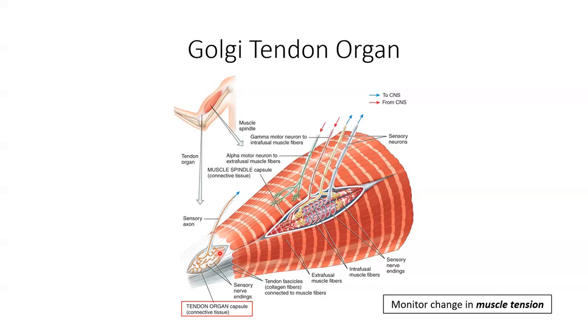And penetrating the capsule are one or more sensory nerve endings that entwine or wrap around those collagen fibers. When tension is applied to the muscle, these tendon organs will generate nerve impulses that propagate into the central nervous system. And the resulting tendon reflex will decrease muscle tension by causing this muscle to relax. So our Golgi tendon organ monitors change in muscle tension.